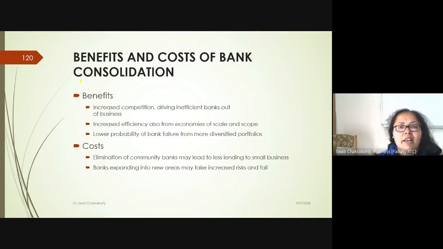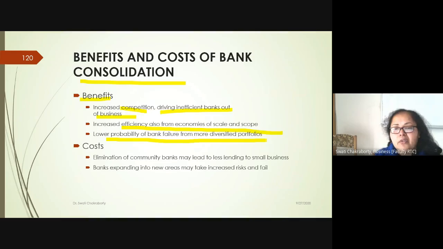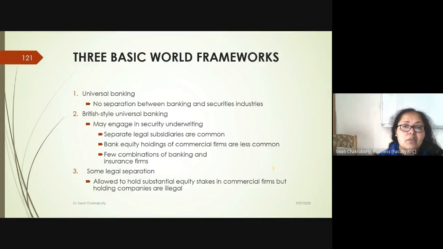Benefits and costs of bank consolidation. Benefits, if we say, it results in an increase in competition, which drives the inefficient banks out of business. So a lesser number of banks today. Some banks are getting merged. So there is increased efficiency also from economies of scale and scope. There's a low probability of bank failure from more diversified portfolios. The cost is the elimination of community banks, which has led to less lending to small businesses, and banks expanding into new areas may take increased risk, and failure also can happen.